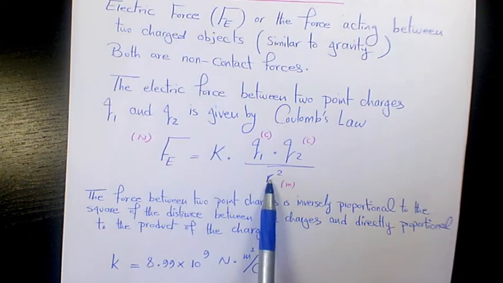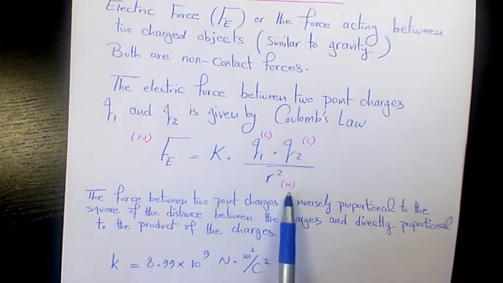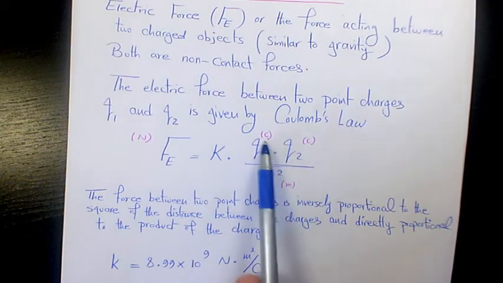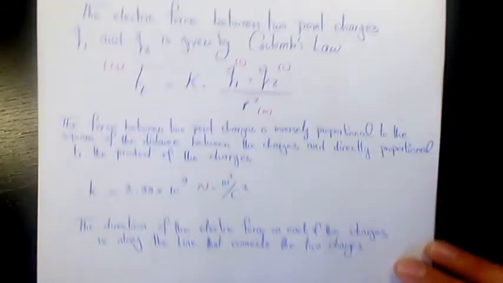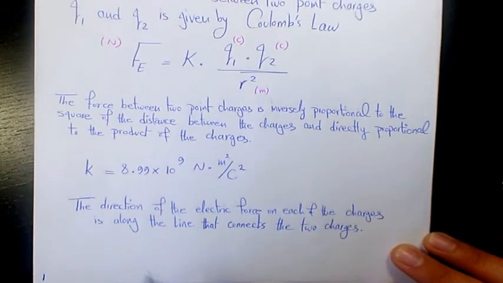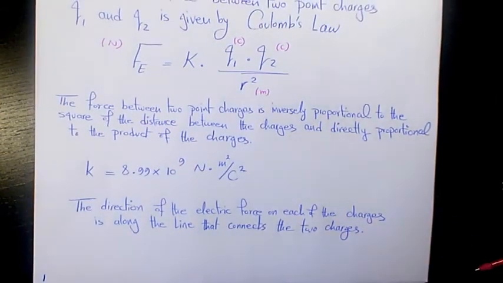R, distance between the charges, must be in terms of meters, and these charges must be in terms of Coulomb. For example, if you have microcoulomb, you need to have it multiplied by 10 to the power of -6 when you convert it to Coulomb. And since it's a force, we are dealing with a vector, and the direction of the electrical force on each of the charges is along the line that connects the two charges.